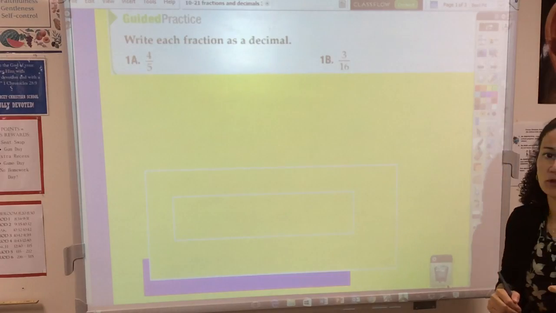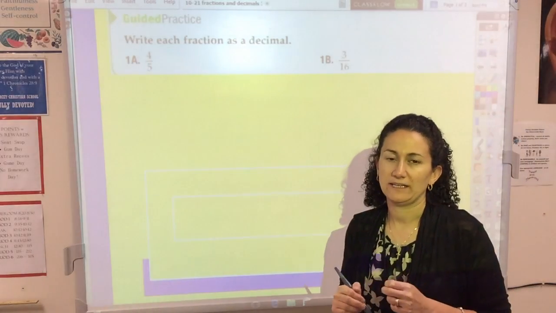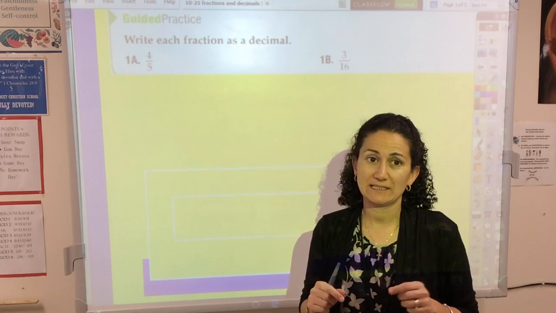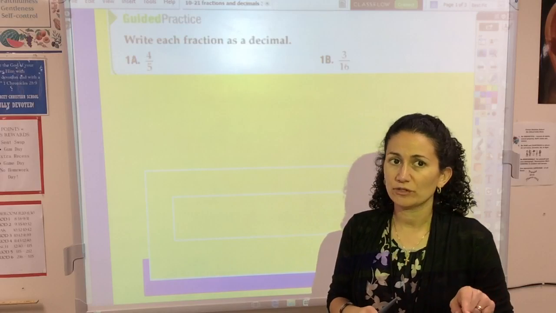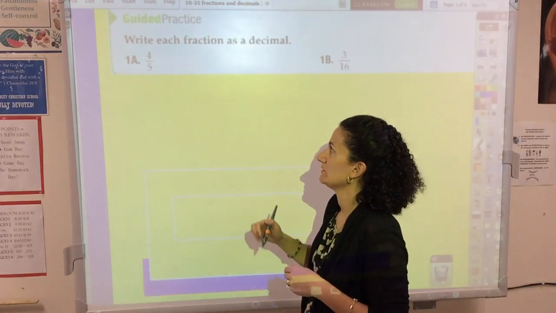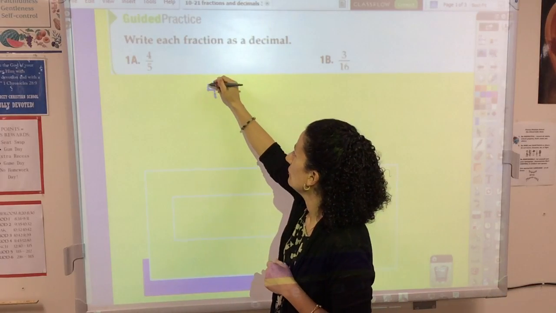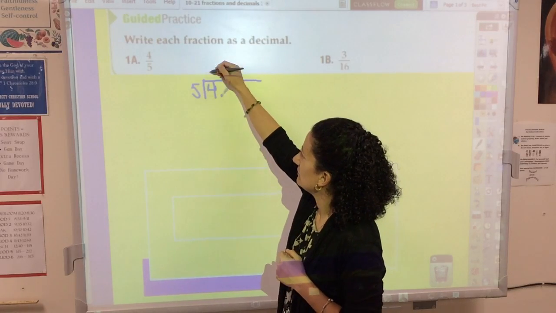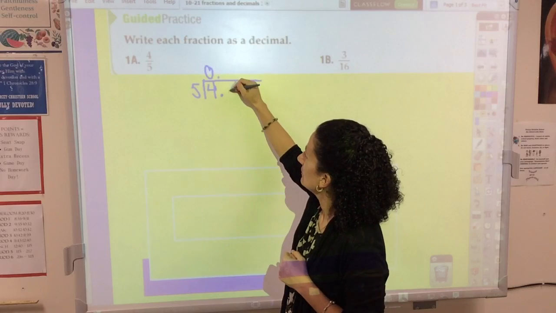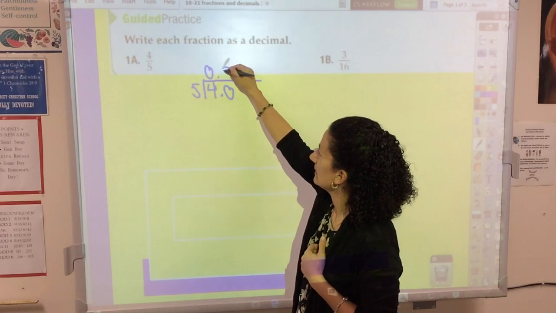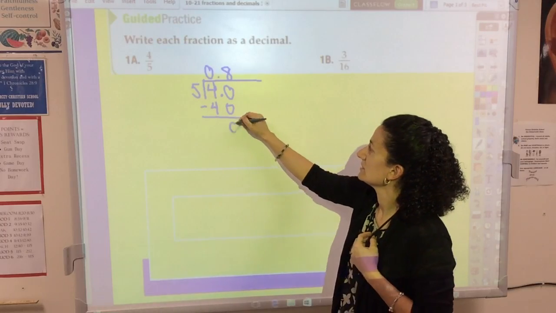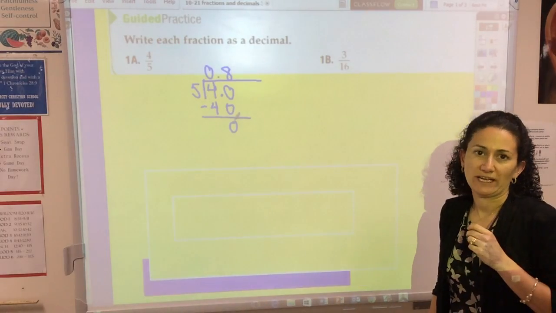Right, let's go over how to change 4/5 to a decimal. I hope that you may have remembered an easier method, which I'm going to go over in a few minutes. But let's go ahead and divide, because that's what I just showed you. 4/5 is 4 divided by 5. 5 doesn't go into 4. 5 goes into 40 exactly 8 times. So 4/5 is 0.8 or 8/10.